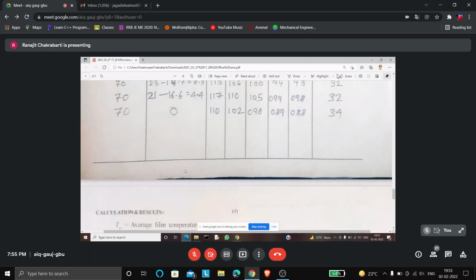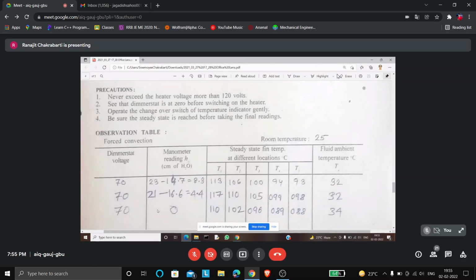these are the readings that we have made. This third reading, where h is 0 and the manometer reading in centimeter of water column is 0, is to be neglected. You don't consider this reading. And these two readings I consider. Temperature readings are given, T1 to T5, and this is the fluid ambient temperature, 32 degrees Celsius.